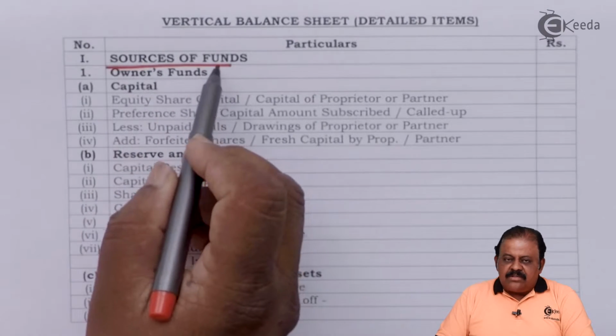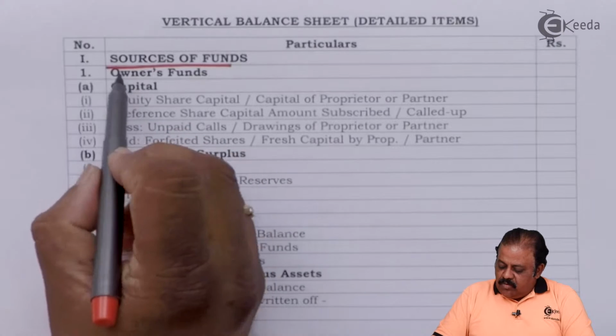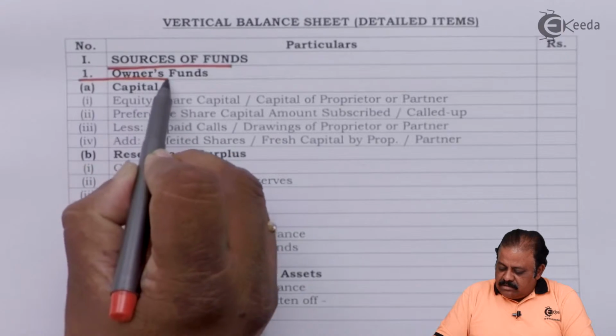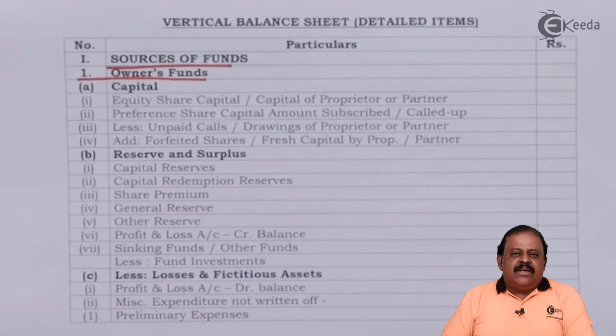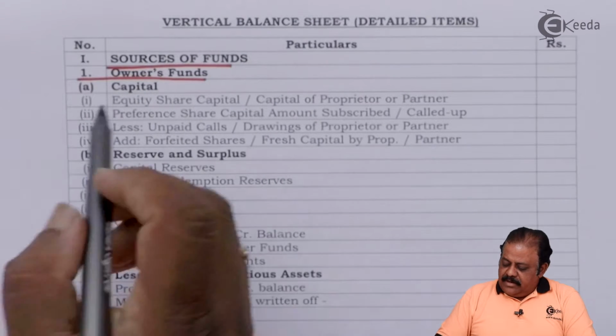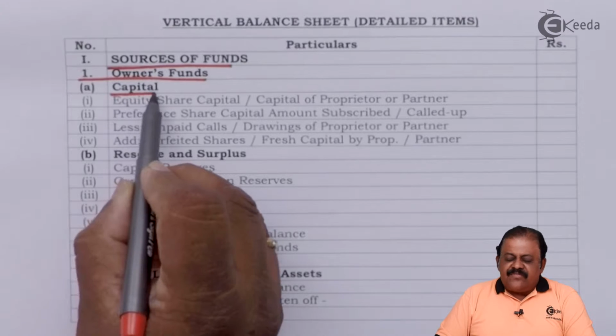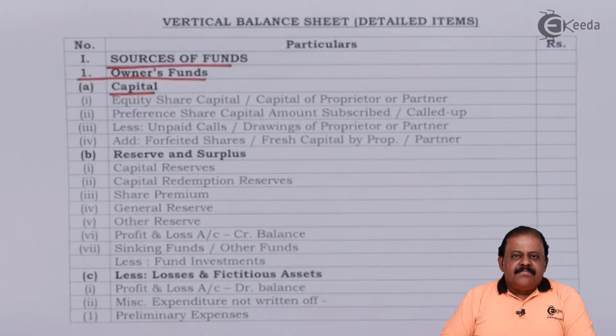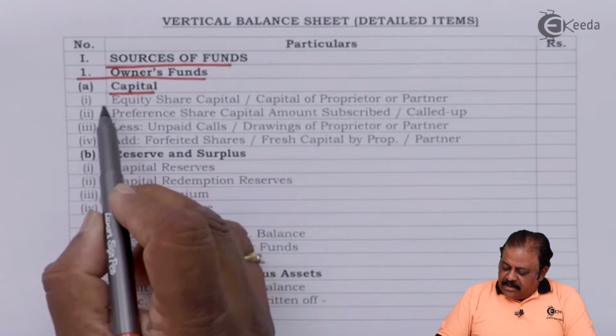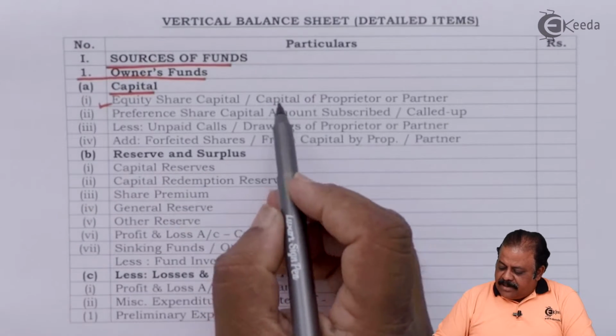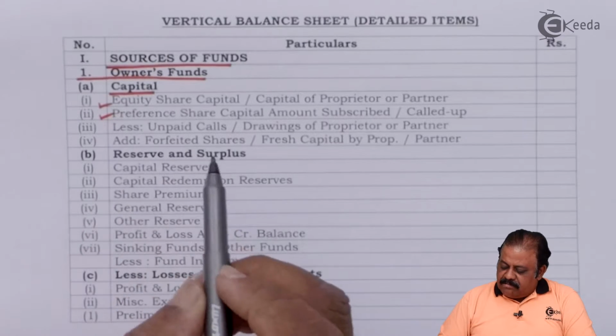In sources of funds, we have basically two items. One is owner's fund and the other is called borrowed fund. Owner's fund means proprietor's fund. Here we'll have to first consider capital. It may be equity capital or preference share capital. In case of a proprietor's business, proprietor's capital. In case of partnership, partners' capital. In the capital of a company, we'll have equity share capital and preference share capital.